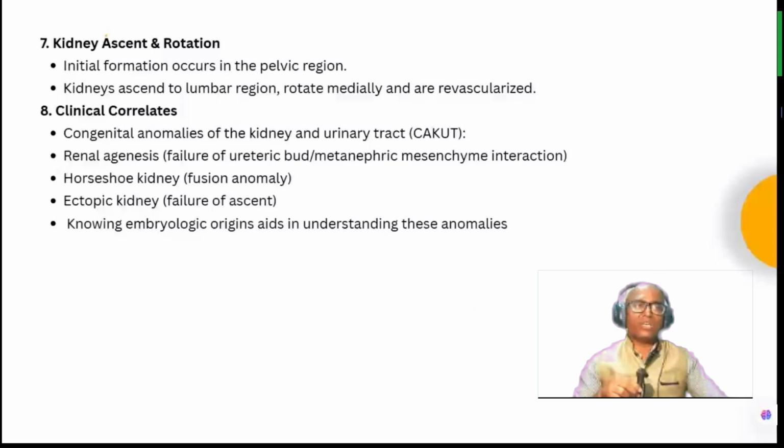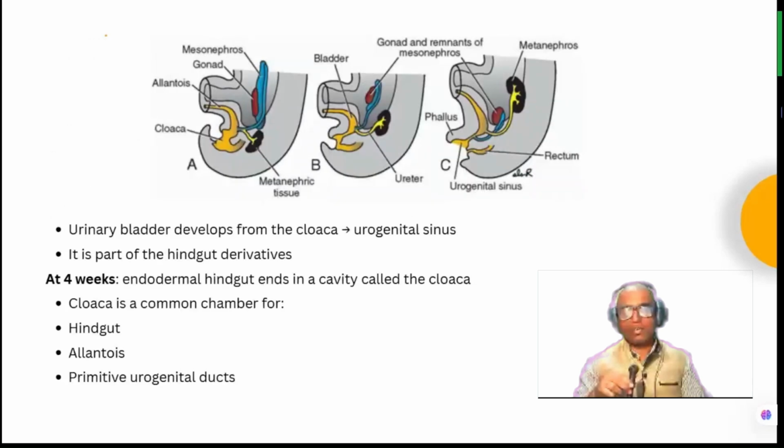So, congenital anomalies of the kidney and urinary tract. Okay, there can be renal agenesis, which is because of failure of the ureteric bud and metanephric mesenchyme interaction. So if this reciprocal induction is not there, that will lead to renal agenesis. Then horseshoe-shaped kidney because of a fusion anomaly. Then there can be ectopic kidney because of failure of ascent, and knowing embryogenic origins aids in the understanding of these anomalies. So it is very important to know this particular thing.